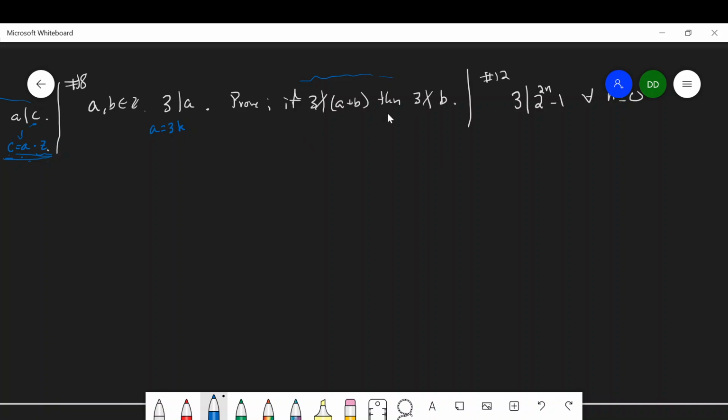Whenever I see an implication like this involving not divides, I know what divides means. If I know 3 divides a plus b, I know how to write that down. I know a plus b equals 3 times some k.